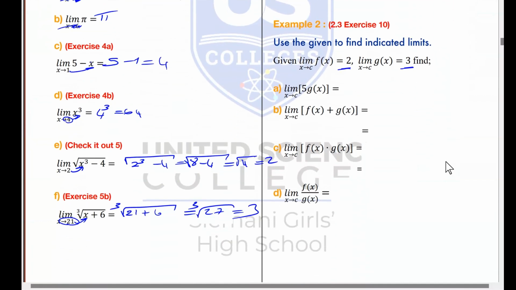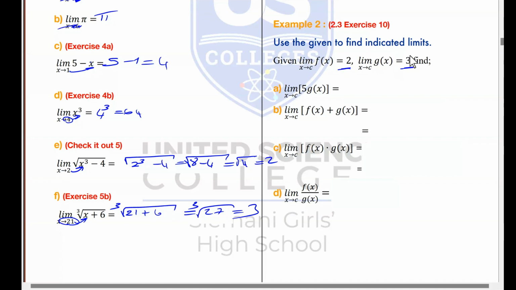So for example here, what do we need to do? The first question tells us to evaluate the limit as x approaches c of 5 times g of x. I have a constant here. I don't know what g of x is. What I know is the limit as x approaches c of g of x, separately. I don't know what g is.